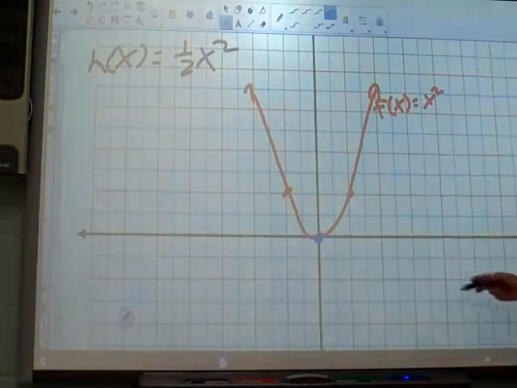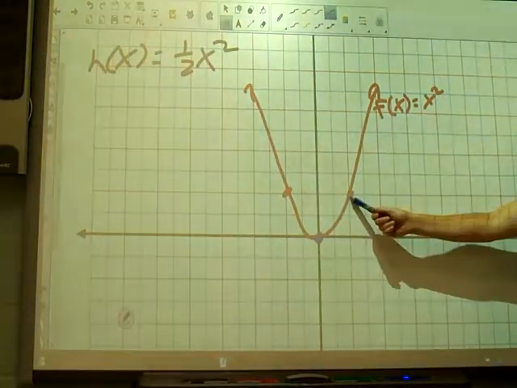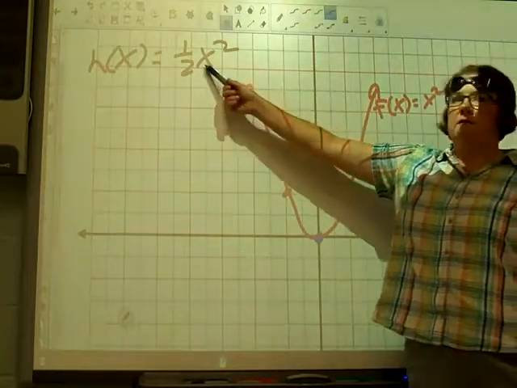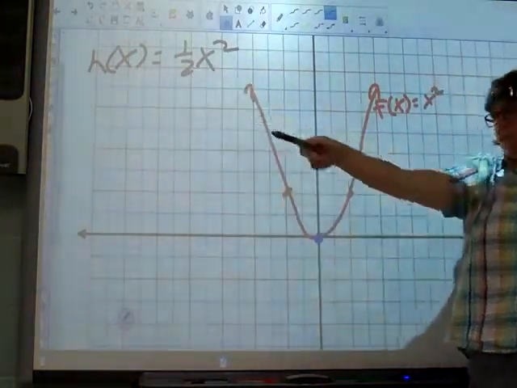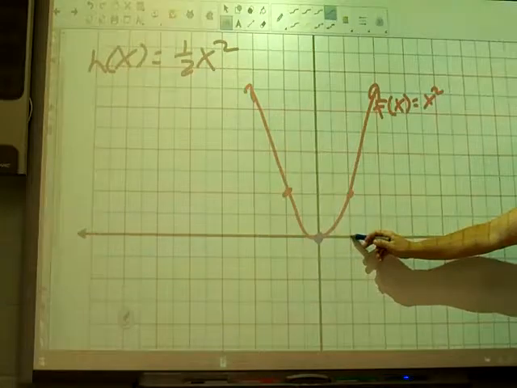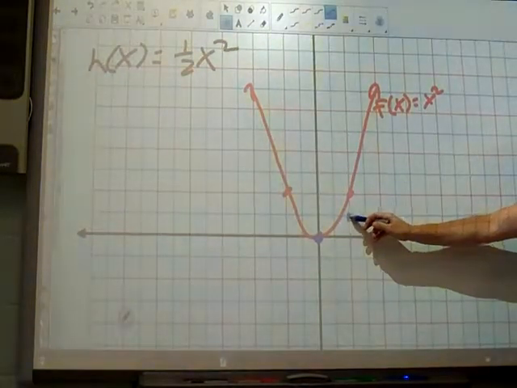But the other 2 points would be 0.5. Okay, this one I went over 1. So 1 squared is 1, and then I take half of it, and that's 0.5 or a half. So I go over 1, and I just go up a half.